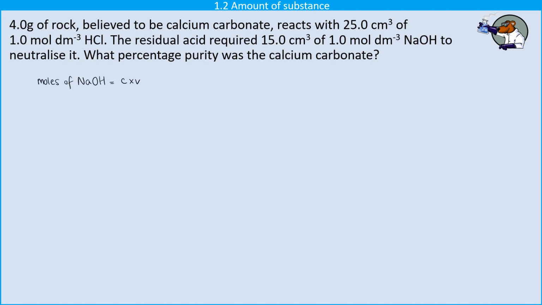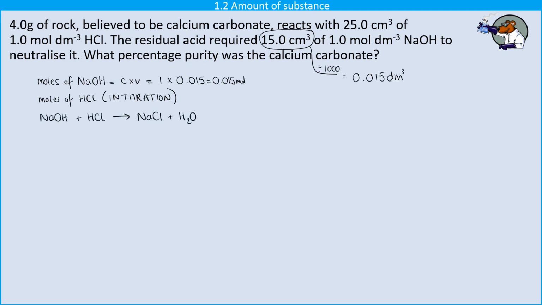So my moles of sodium hydroxide are going to be concentration multiplied by volume. My volume there has been given in centimetres cubed, so I'm going to need to convert that to decimetres cubed. So I'm then going to do 1, which was the concentration, multiplied by 0.015, which is my volume, to get 0.015 moles. Now, because I'm using sodium hydroxide and hydrochloric acid, this is quite straightforward. I'm aware that they react in a 1-to-1 ratio, and therefore my moles of hydrochloric acid will be exactly the same as my moles of sodium hydroxide. Remember, this is the moles that got used up in that second reaction, in that titration.